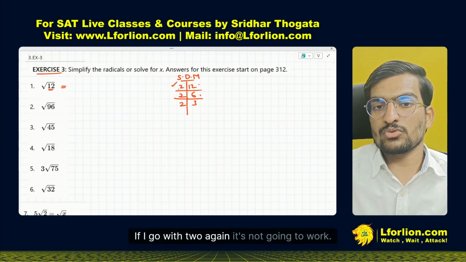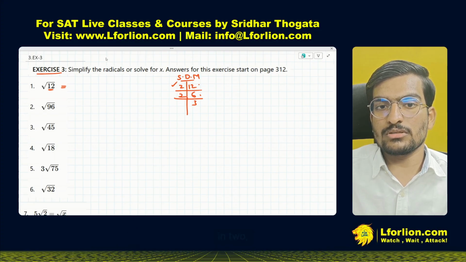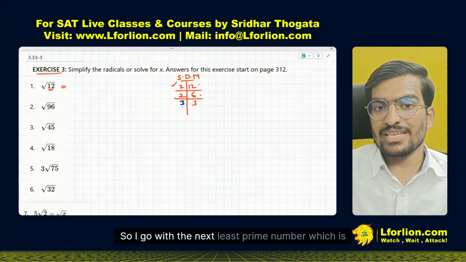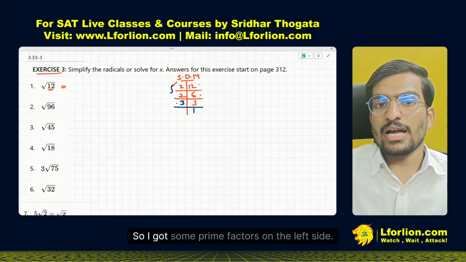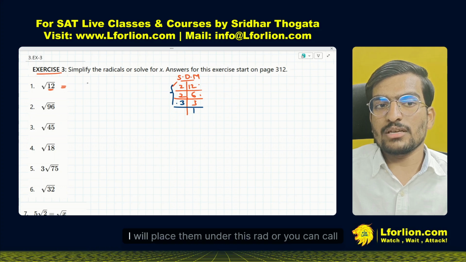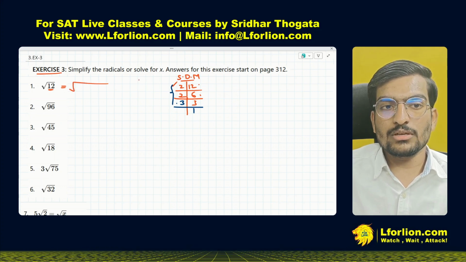If I go with 2 again, it's not going to work. In 2, 3 doesn't come. So I go with the next least prime number, which is 3. 3 times 1 is 3. So I got some prime factors on the left side. I will place them under this radical, or you can call it under root.